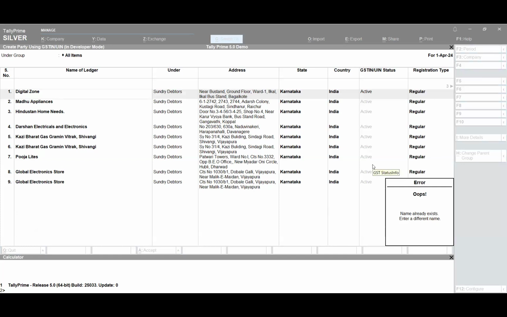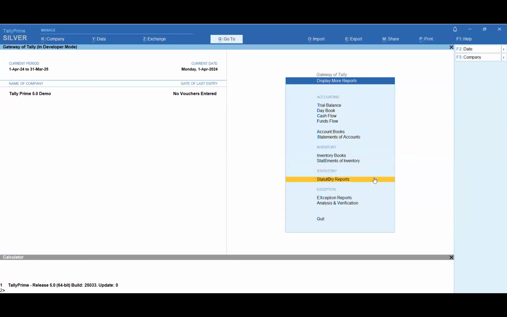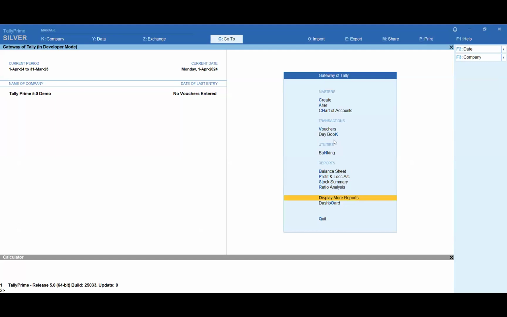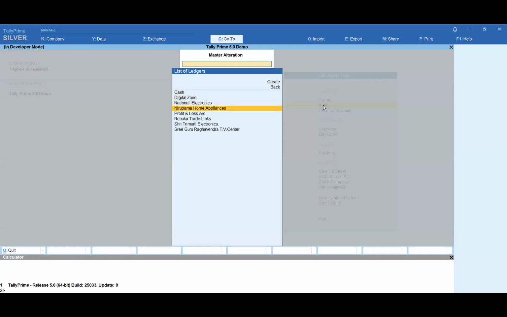If you create any party that already exists, it won't create it. It will show the message that the name already exists. So you press Escape. Then if you come to Gateway of Tally, Alter, Ledger, earlier only one party was there, Sri Trimurti Electronics. Now we have imported like 7-8 parties.